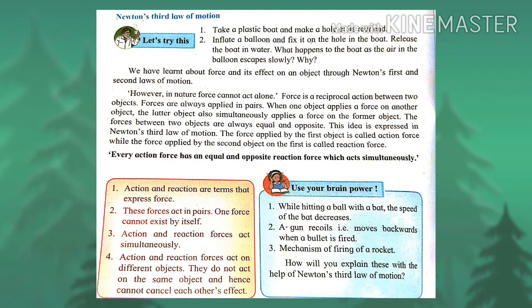Action and reaction are terms that express force. These forces act in pairs. Action and reaction forces act simultaneously. Action and reaction forces act on different objects. They do not act on the same object. Hence, they cannot cancel each other. This idea is expressed by Newton in his third law. For example, a gun recoils when a bullet is fired.